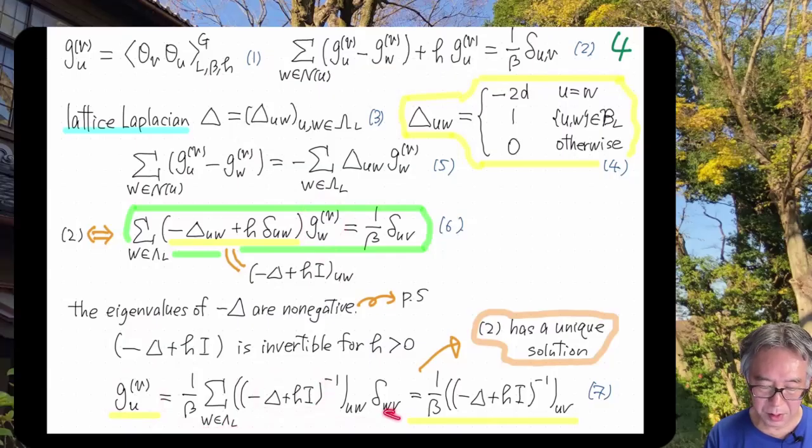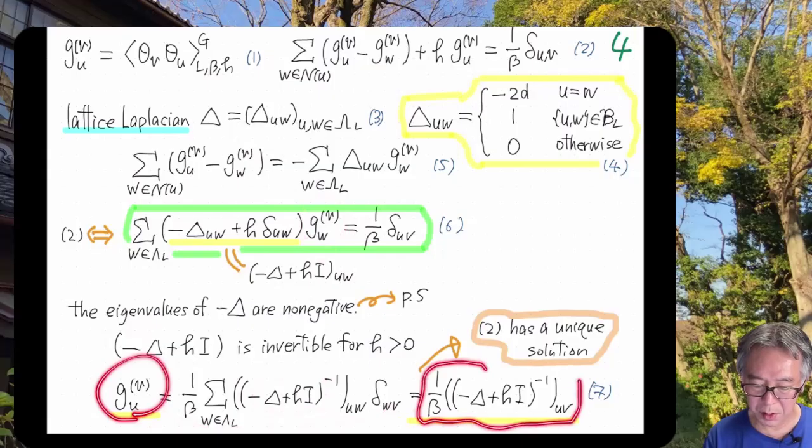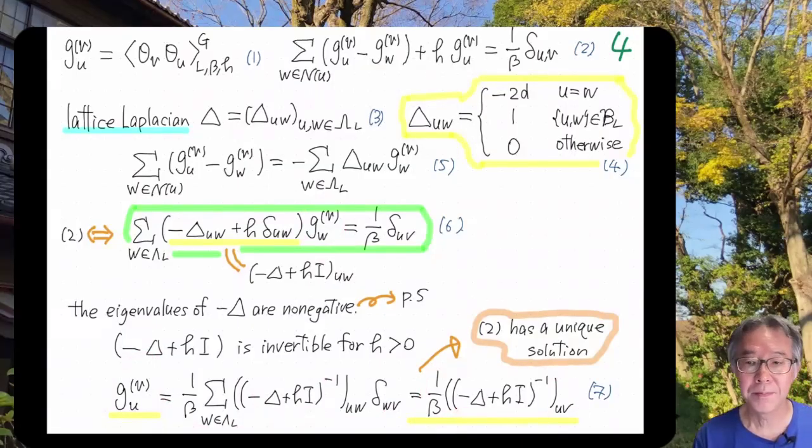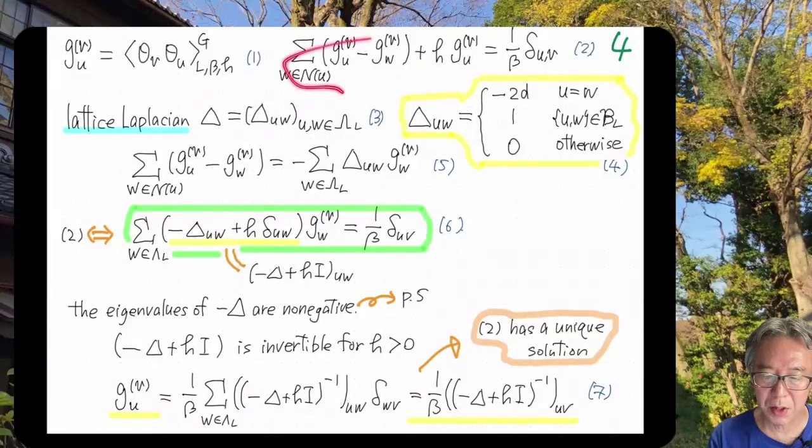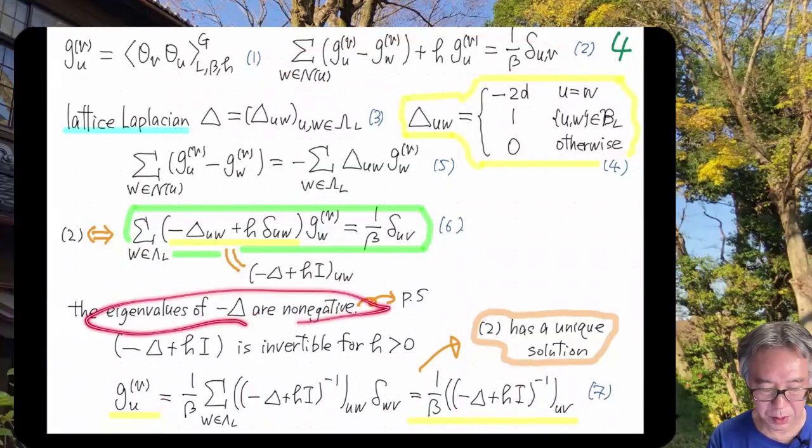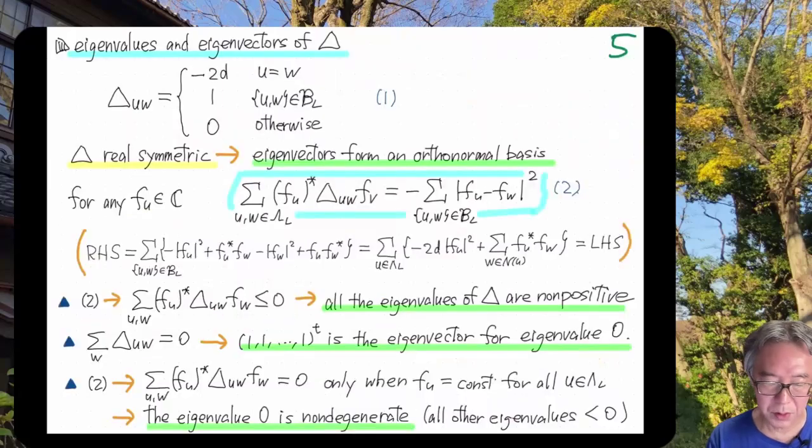Okay, and since this is just a Kronecker delta, you can just take the sum, and so this is written in this way by using the inverse matrix of this thing. Okay, this is just a formal solution, but it's very nice to know that this identity has a unique solution. Okay, so let me show some basic properties of the lattice Laplacian, including this property about the eigenvalues.